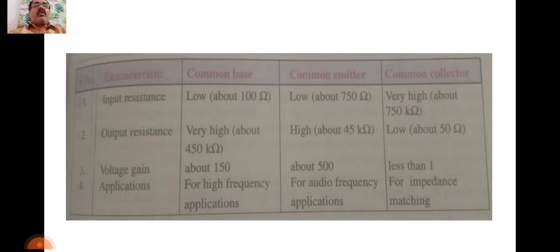What about the voltage gain? For common base it is about 150, for common emitter it is about 500, and for common collector it is less than 1. Let us consider what the applications are. Common base is for high frequency application, common emitter is for audio frequency application, and common collector is for impedance matching.